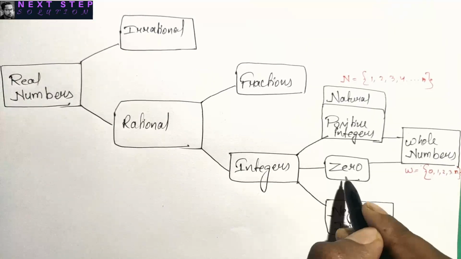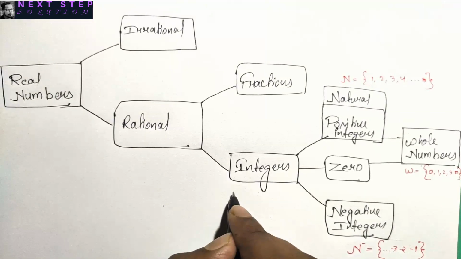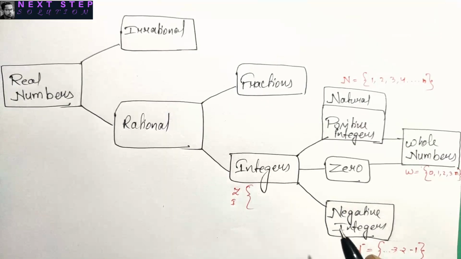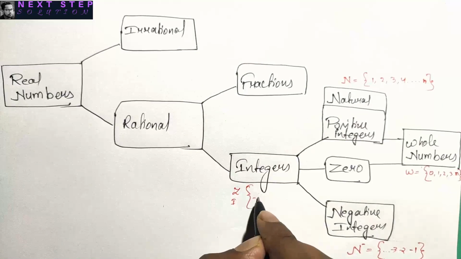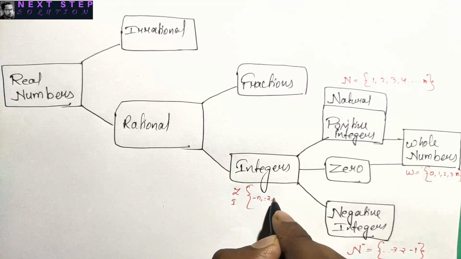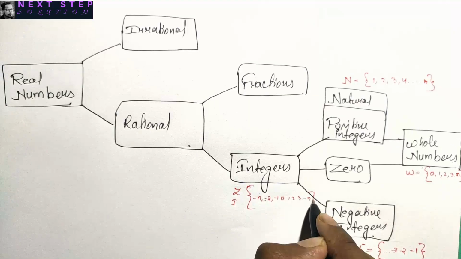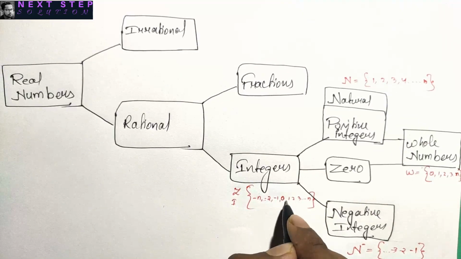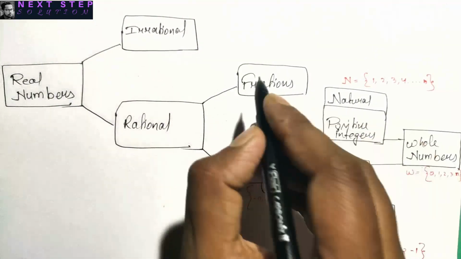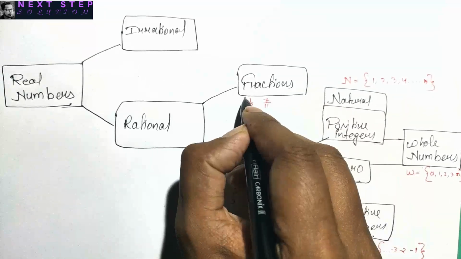Then we have 0, you know already what is 0. Then we have integers. We can either write Z or I to represent integers. Can be written as minus infinity, ..., -2, -1, 0, 1, 2, 3, till infinity. Then fractions, you know what are fractions. Part of a whole is called fraction. Fraction can be like 1 by 2, 7 by 11, or anything in this form.